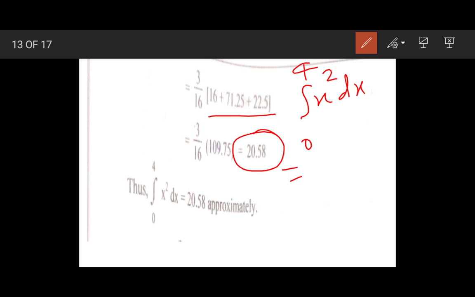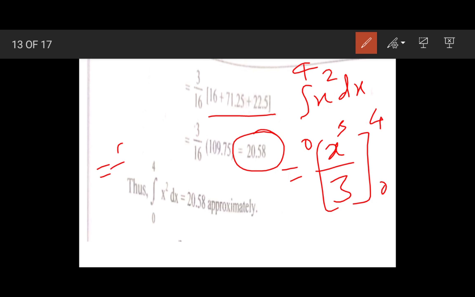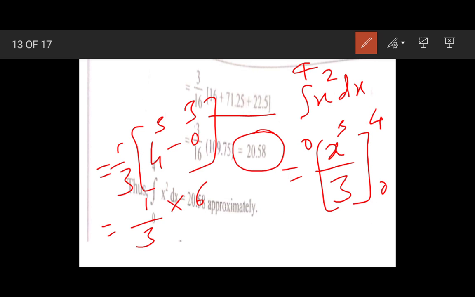As we know, for the integral 0 to 4 x square dx, we can find the integral by using the direct formula. We know that the integral of x square is x cube upon 3. Then we put the limits of the integral as 0 to 4. So 1 upon 3 is common, so that will come outside. It will be 4 cube minus 0 cube. So that is equal to 1 upon 3 into 64, minus 0 cube, which is 0.